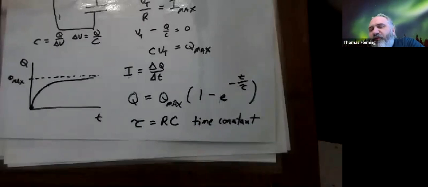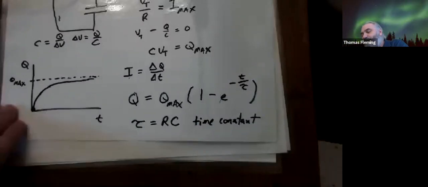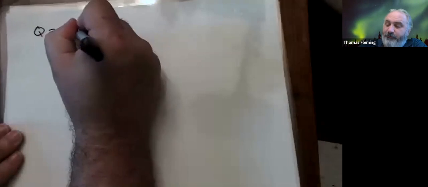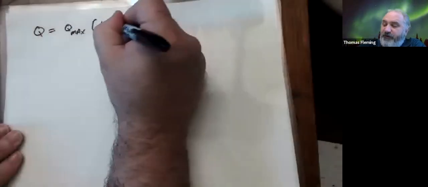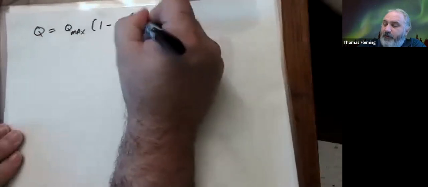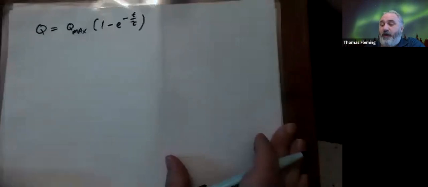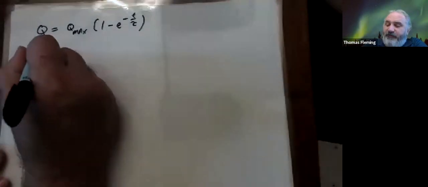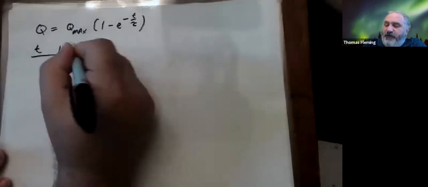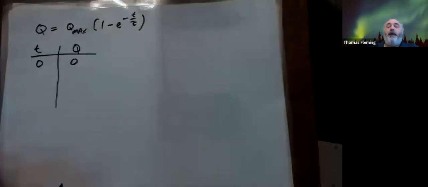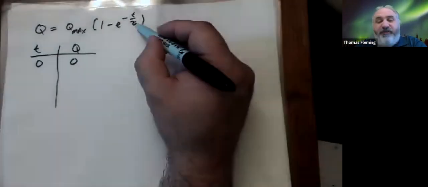So to see what this time constant does and how it affects it, let's do some little experimentations. All right, so remember, I've got Q equals Q max times (1 minus e to the negative t over tau). All right, and let's think about what kind of charge we're going to have at different moments in time. So obviously, if I'm looking at times and charges, if I put in t equals 0, we already figured out that that's going to be 0, right? But this time constant is an amount of time.